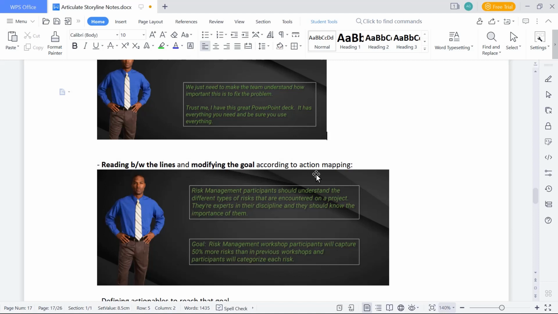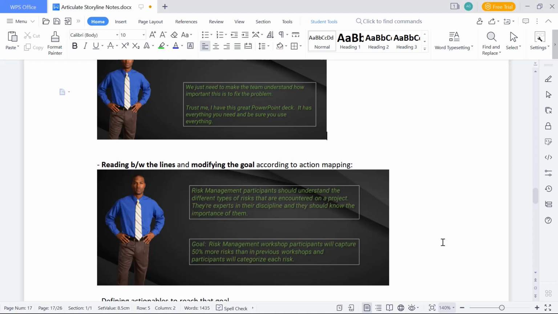So what we need to do right now is read between the lines and modify the goal such that we are inculcating the Kathy Moore practice into the objective. So how can we reframe the objective? The same objective can be reframed to say that the management workshop participants will be capturing 50% more risks than in the previous workshop, and the participants will categorize each risk.